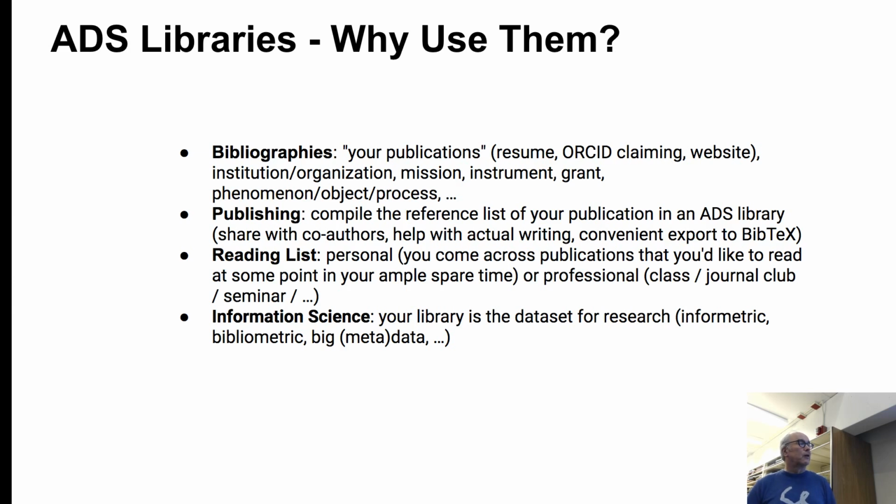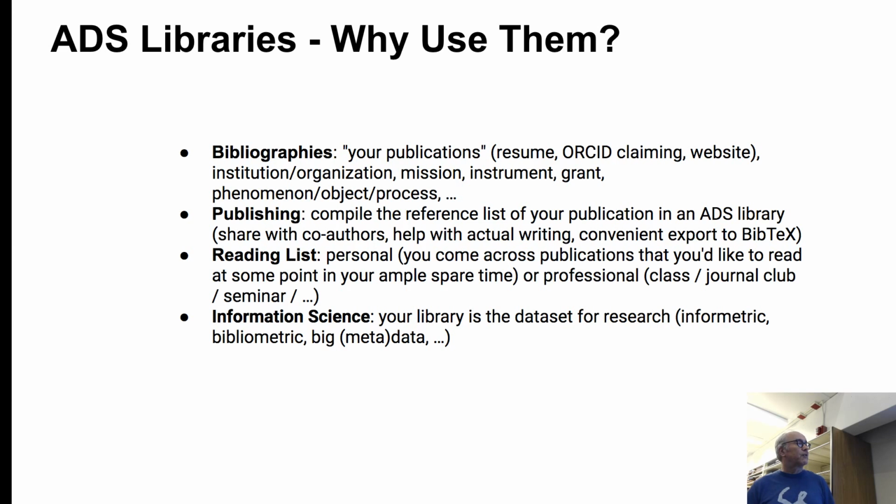But there are also bigger applications, like an institute or an organization wanting to compile an institutional bibliography that they either want to work with or also display to the outside world, or on the level of a mission, an instrument. Maybe you want to follow which publications are generated from a certain grant. Maybe you want to create a bibliography of a certain phenomenon or astronomical object, and just tag all the papers that have been published recently that mention or describe a certain object.